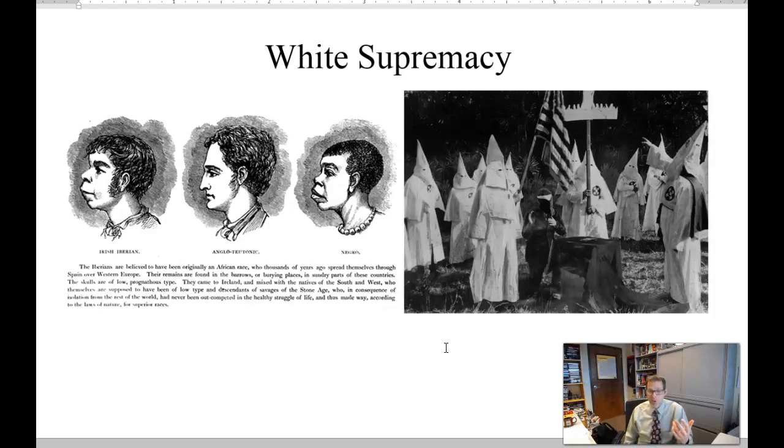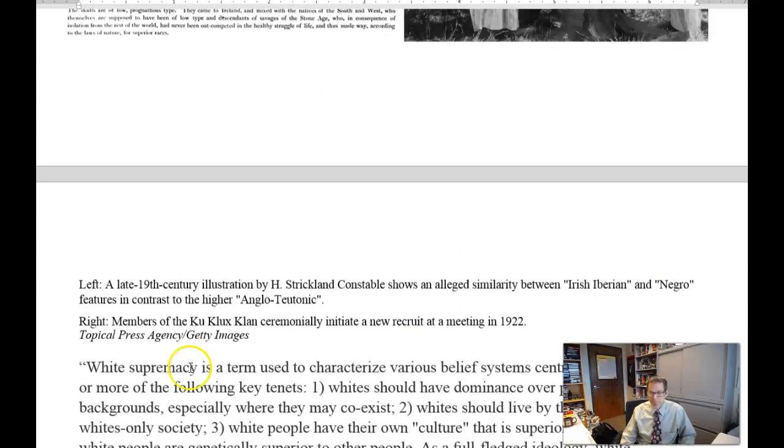That whites are superior, and all the other groups, Asians, any other minority, Jews, Catholics, etc., should be either excluded entirely or at the very least under the control of the white majority. And that's a good example of the Klan as a white supremacist organization.